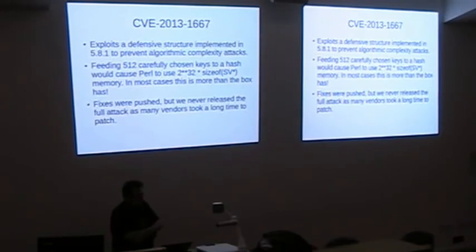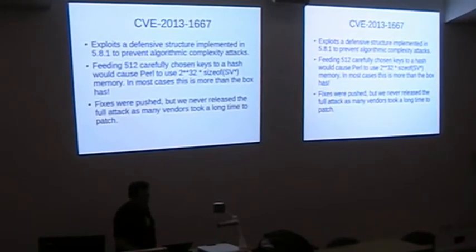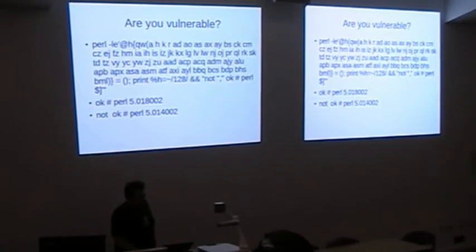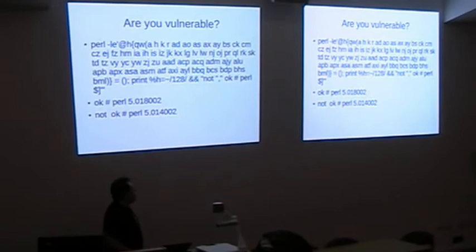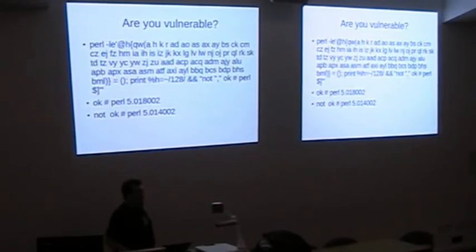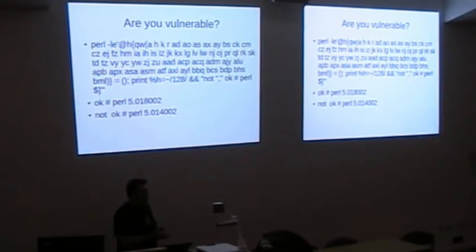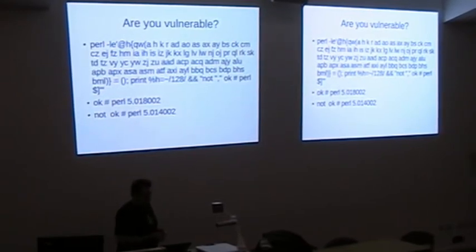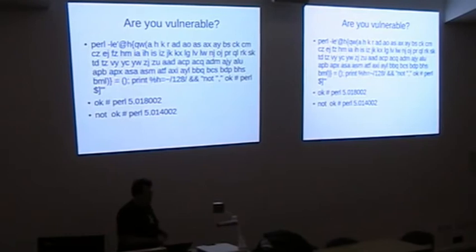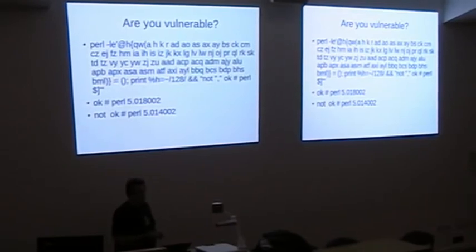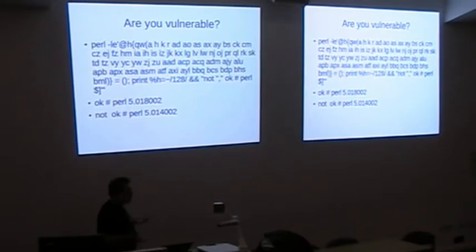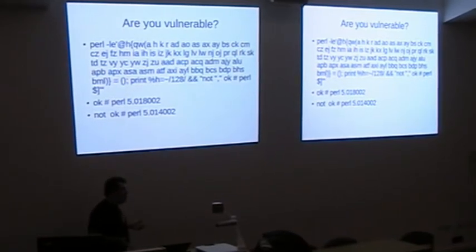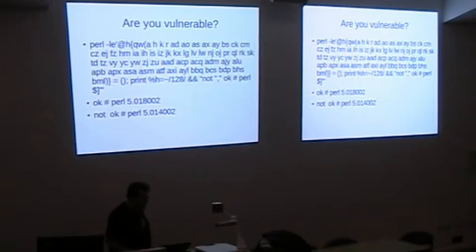Most vendors nowadays seem to be on patched versions. Are you vulnerable? This has been published widely. This is on a blog post that I wrote for booking.com on our blog site. So if you look for a blog page called Hardening Perl's Hash Function, you'll find this one-liner. If you run that one-liner, it should show you something like one of the two lines below. Basically, if that prints out not okay, then you're vulnerable to the attack that I'm about to show you.